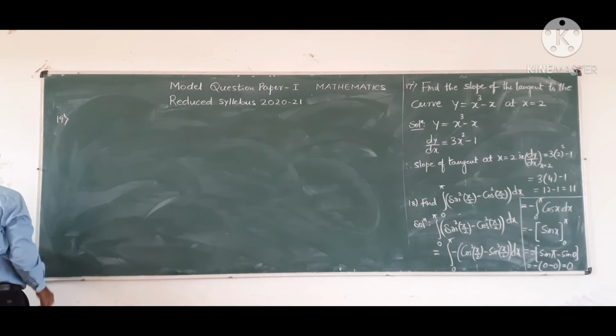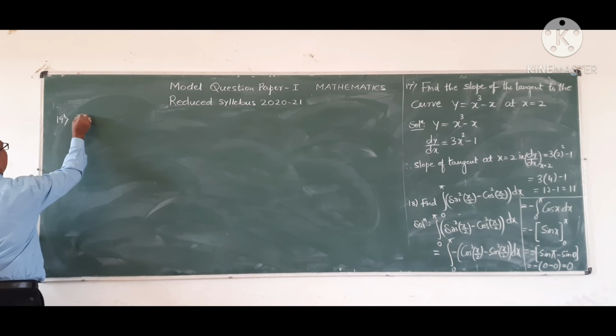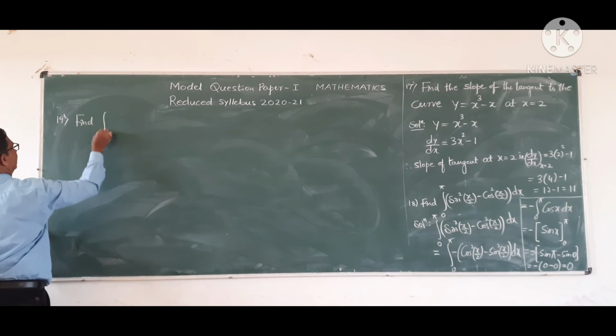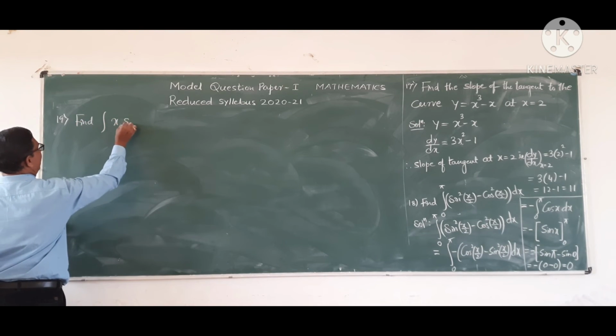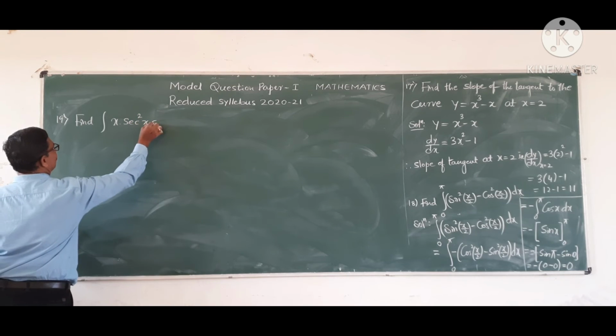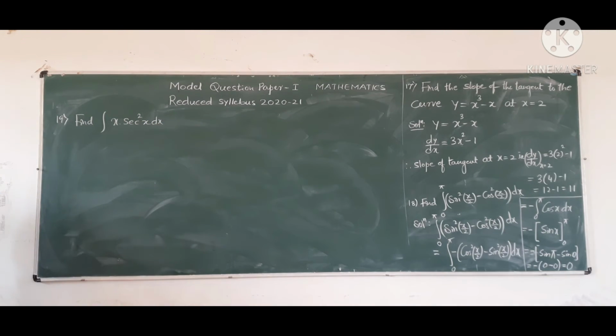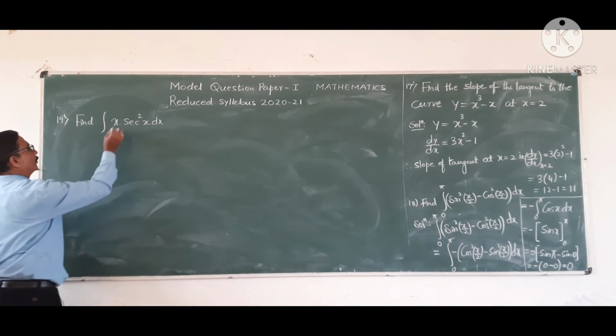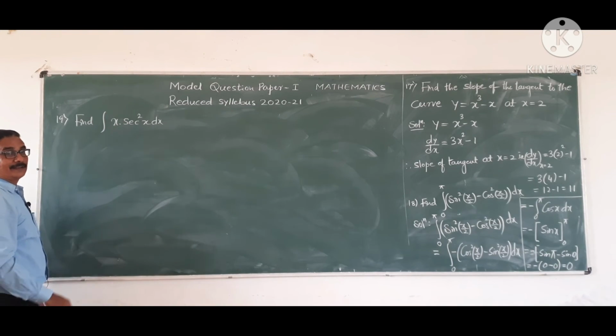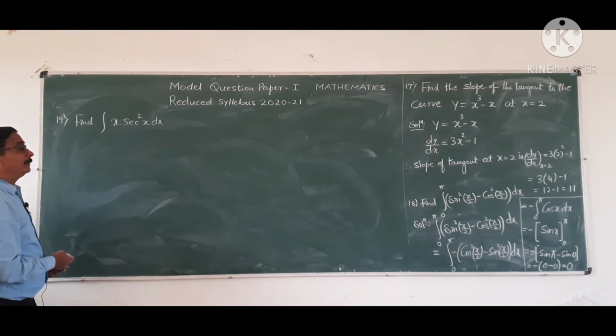19th problem. Find the integral of x times secant square x with respect to x. Here, it is a product of two functions. Apply the product rule, integration by parts.